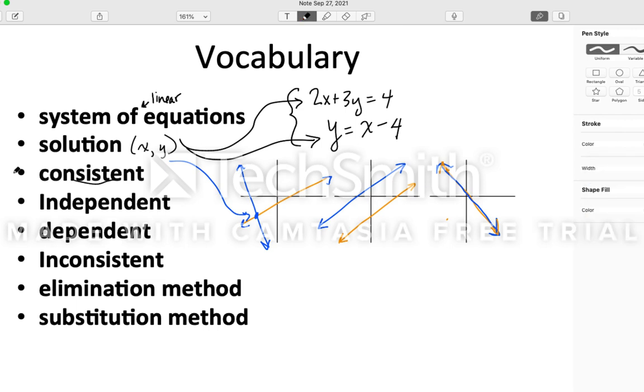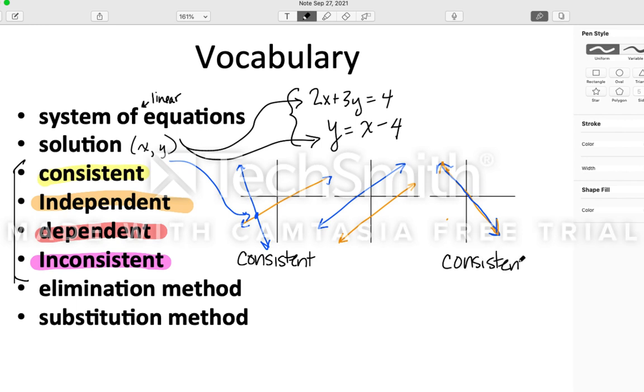So these next four vocabulary terms are going to refer to the situations that we see here. When we look at them, we want to be able to use the right terminology for each. So this first one is considered consistent. Now, the consistent idea is that there is an answer. There is at least one answer. And so over here, this overlapping situation is also considered consistent because there are infinitely many solutions.